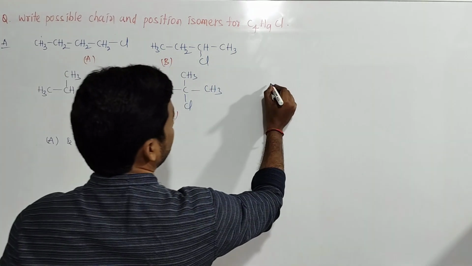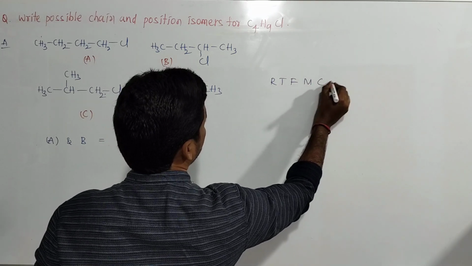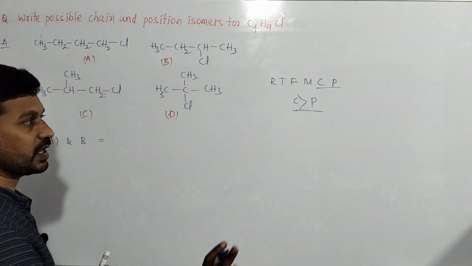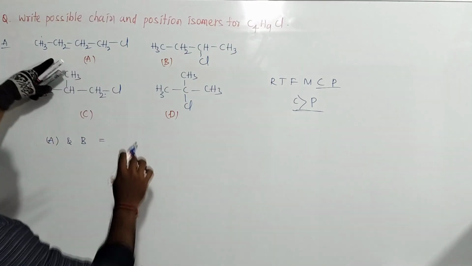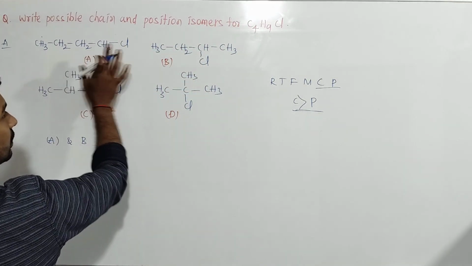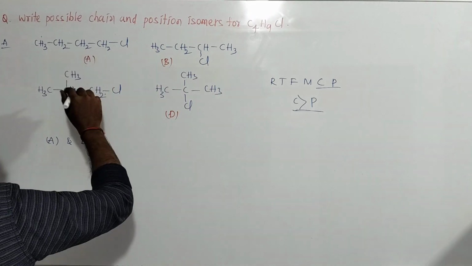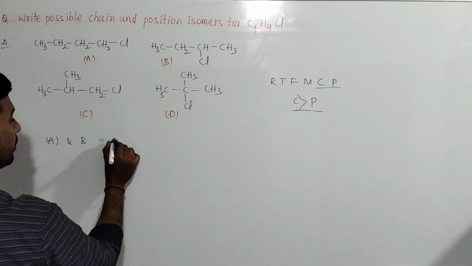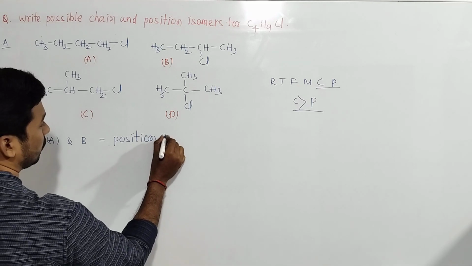Okay, so between chain and position, chain always dominates position. First verify for chain isomer. If chain isomer is not possible, then verify for position isomer. Here 1 2 3 4 carbon atoms, this is also a 4 carbon atom skeleton. So the carbon skeleton is the same, that means they are not chain isomers. And verify for position. On first carbon chlorine, on second carbon chlorine. So 1 and 2 become position isomers.